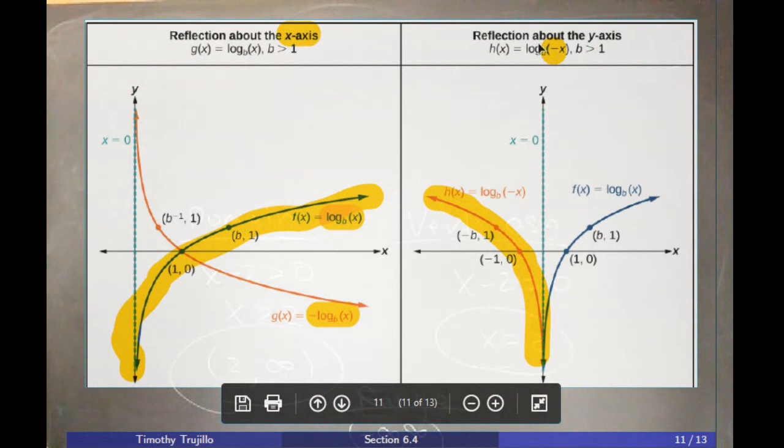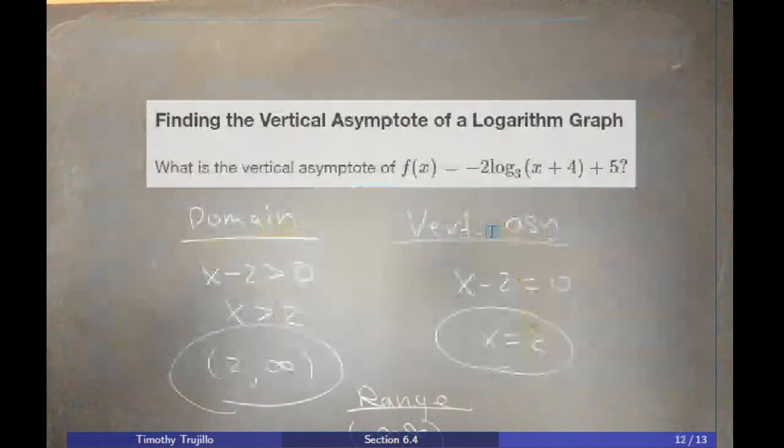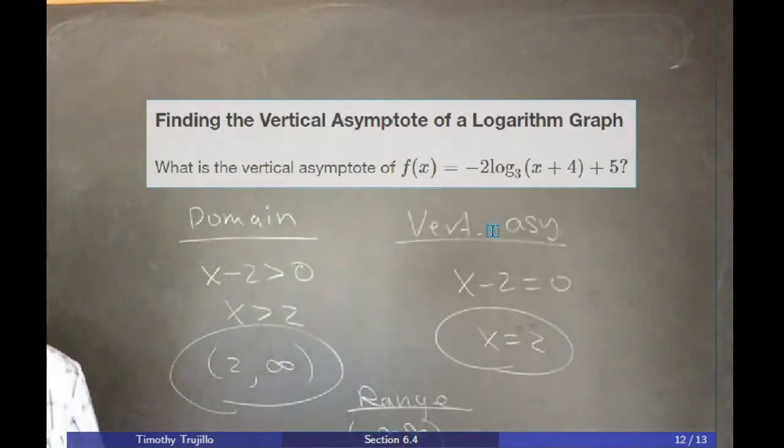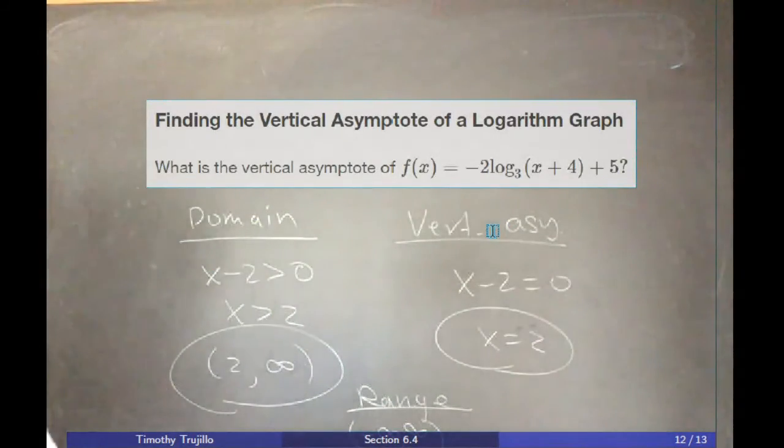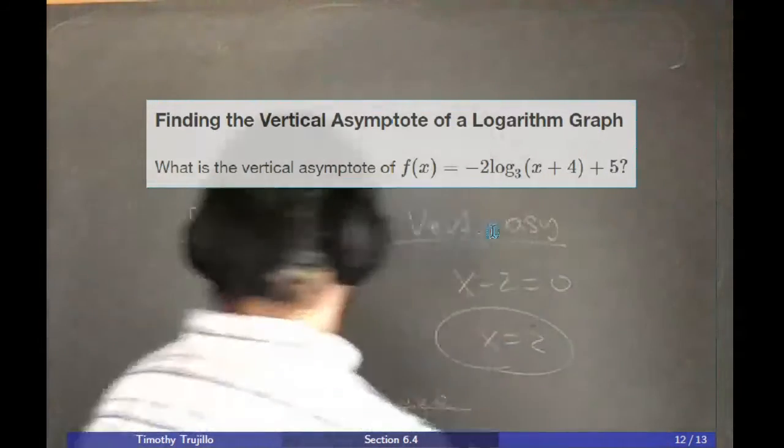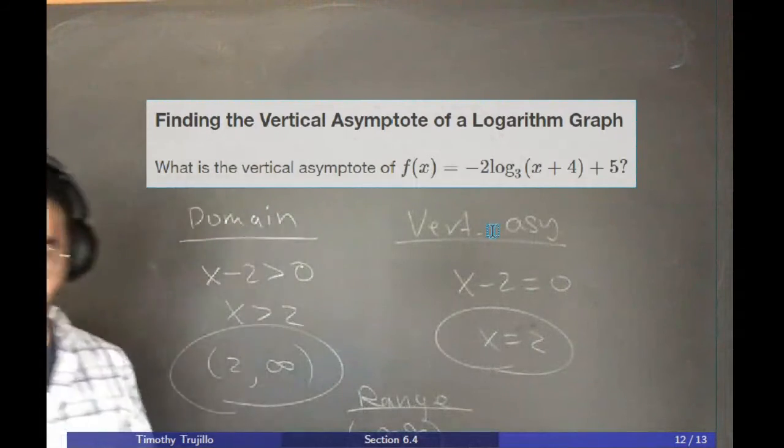But you can always just set what's inside of the parentheses greater than 0 and then go through and solve, okay? So that's just sort of flipping around. And here's an example where we have all of the different types of transformations.